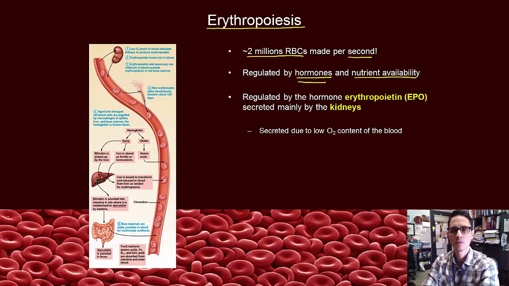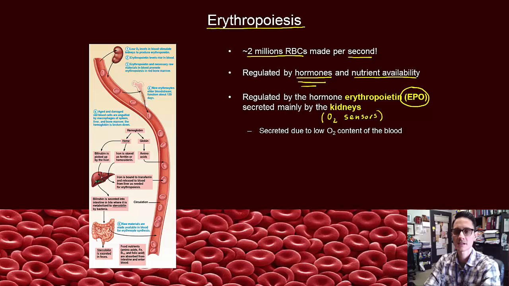But hormones. So what hormone or hormones are we going to use in order to manufacture red blood cells? Well, the most important is a hormone called erythropoietin, and it's abbreviated EPO. Okay, and erythropoietin is going to get secreted by the kidneys. So the kidneys act as little oxygen sensors.